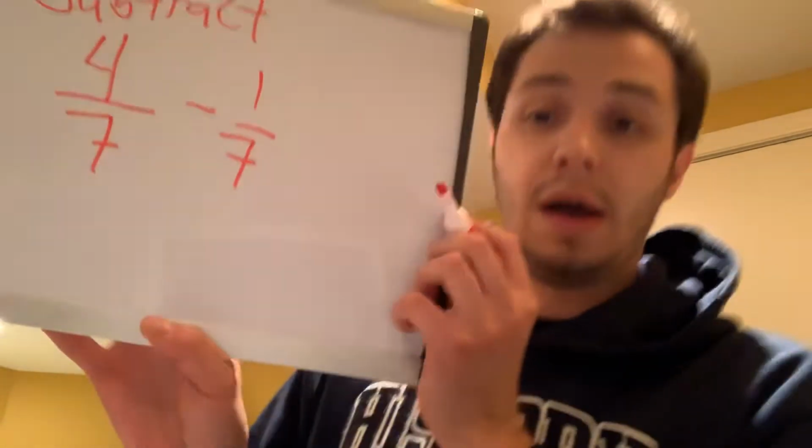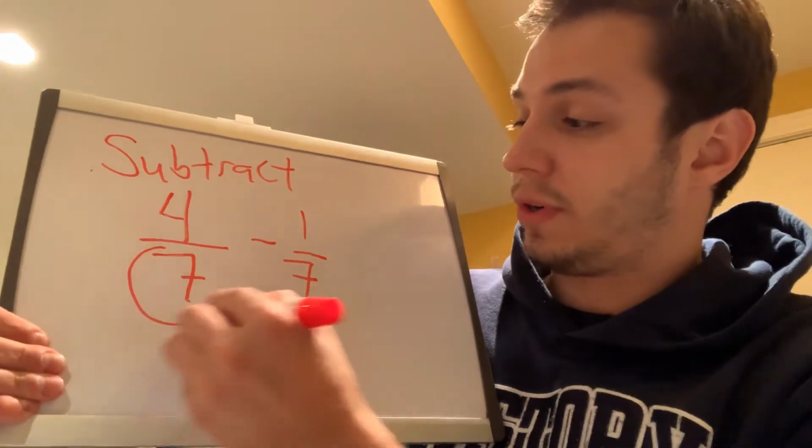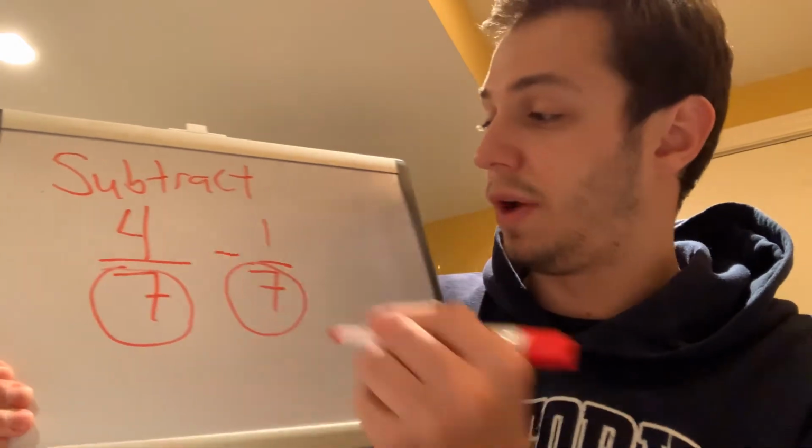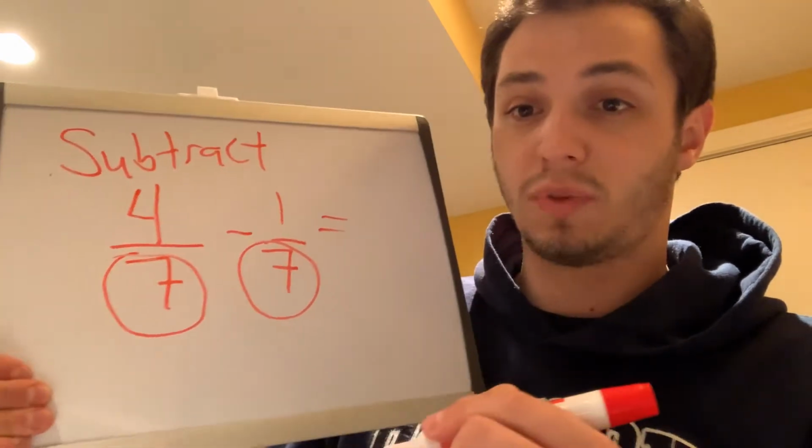Now let's review when we're subtracting fractions. So it'll be the exact same rules as when we add fractions. Both of the bottom numbers have to be the same in order to subtract the fractions. If I have 4 over 7 minus 1 over 7, both of my bottom numbers are 7, which means that I can solve for this problem.